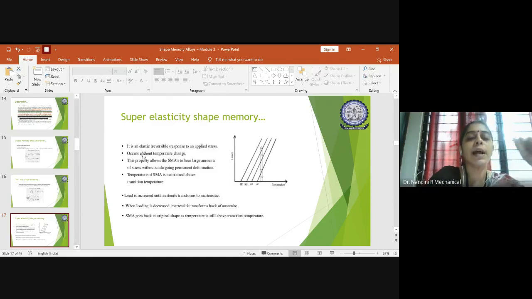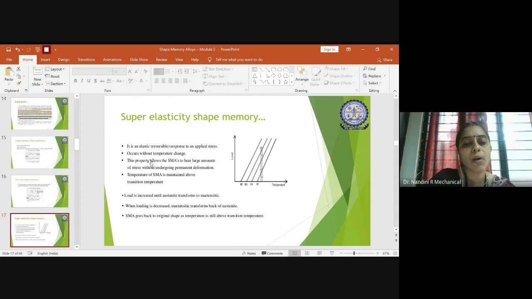And this nature will come only with respect to the temperature change. If it is at room temperature, and you are not subjecting any heat treatment to it at all, then you cannot exhibit the superelasticity nature in it. So always remember that the superelasticity nature comes in the shape memory alloy with respect to the temperature change. This is the second characteristic of our shape memory alloys.